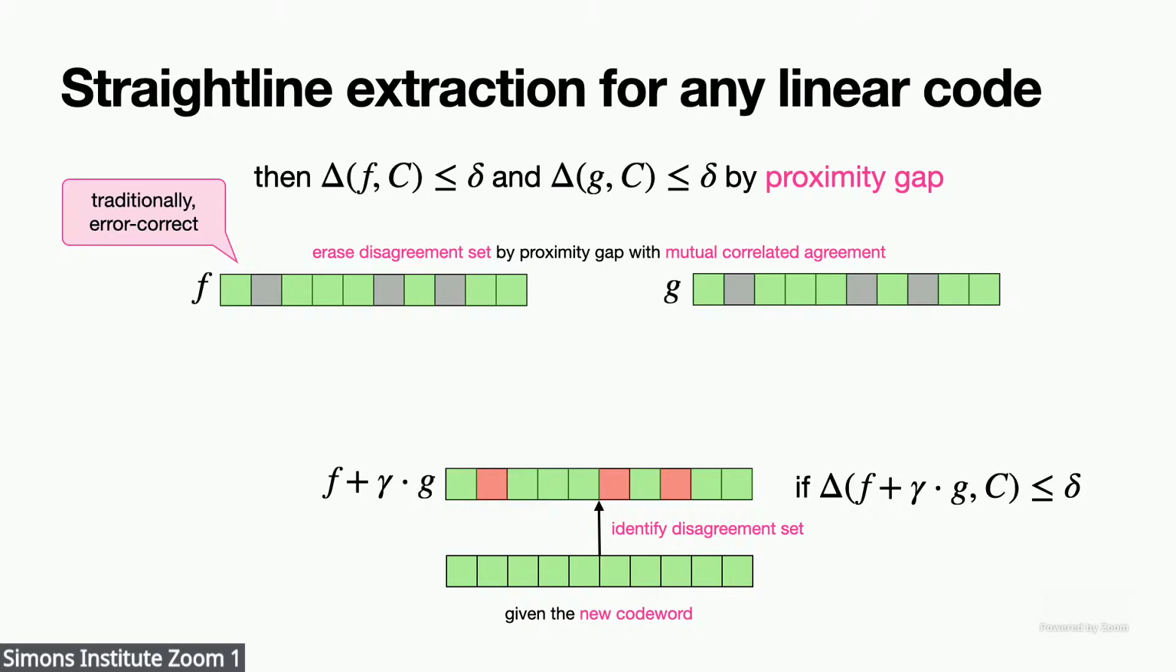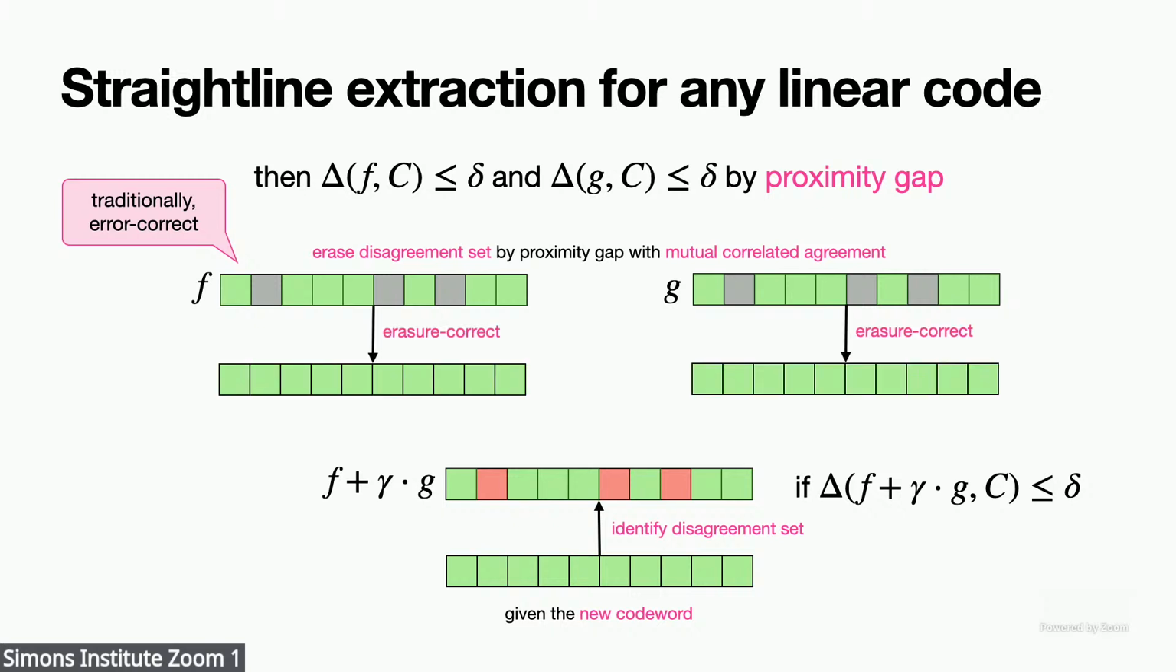And once we do that, it actually turns out that we can decode these two vectors very easily because we actually know where the errors are. In particular, just by erasing them and then running some erasure correction algorithm, we can get the actual code words which agree with F and G.